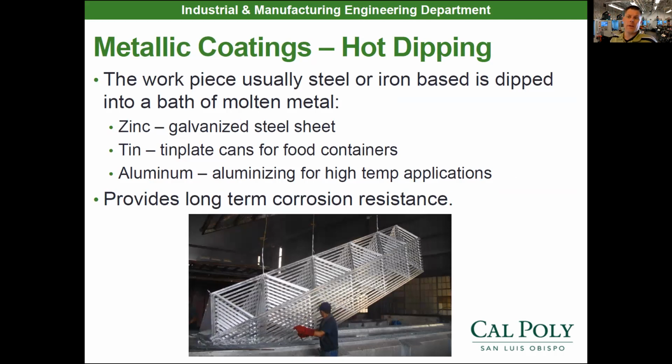Well, that's what metallic coatings are doing, or hot dipping. Usually you're going to take a steel or iron-based workpiece and dip it into a bath of molten metal that's going to provide long-term corrosion resistance. Whenever you hear of galvanized steel, it means it has a zinc layer coated on the outside of the steel. They took the steel part and dipped it into a molten bath of zinc. Now the zinc's on the outside, and it's not going to allow the steel underneath to corrode until you scratch off the zinc layer somehow or etch it off with acid.